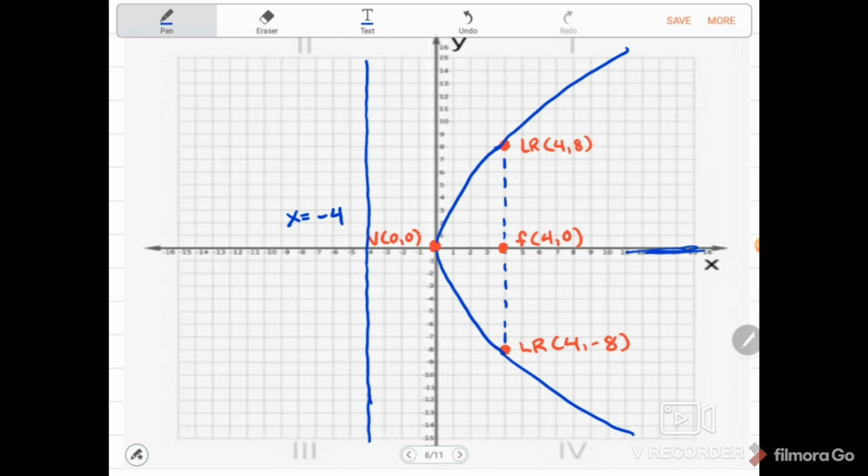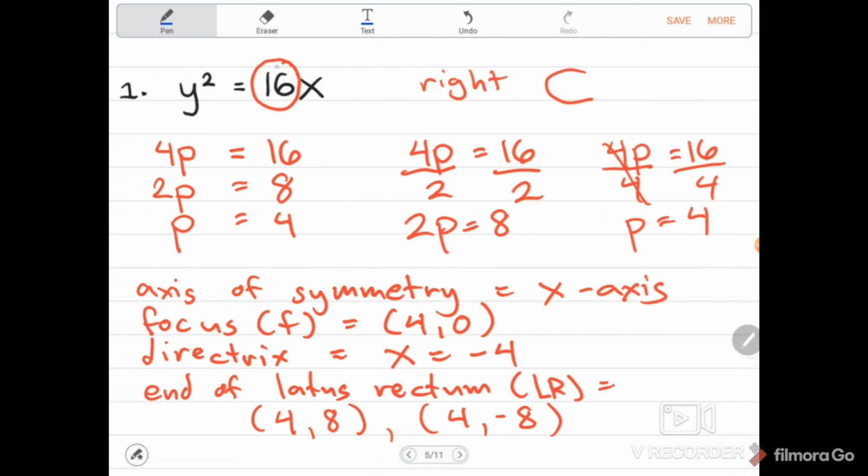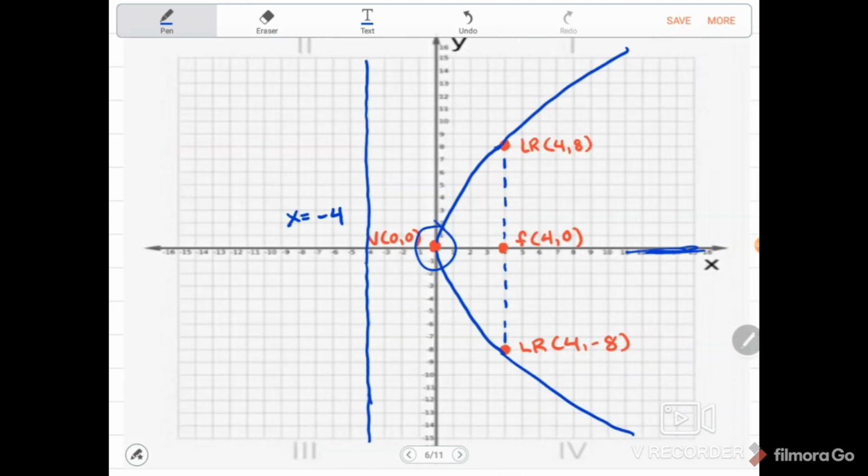So, kompleto na. We have the vertex. Ayan, kasi nasa origin tayo. Then, end of Latus rectum, 4 and 8. Then, 4 and negative 8. Then, focus, that is 4 and 0. So, kung mapapansin nyo, ang total distance nung latus rectum natin is 16. Bakit naging 16? Kasi ito yun, no? 16x. Okay? So, ganun lang kadali. Huwag nating kalimutan. Okay?